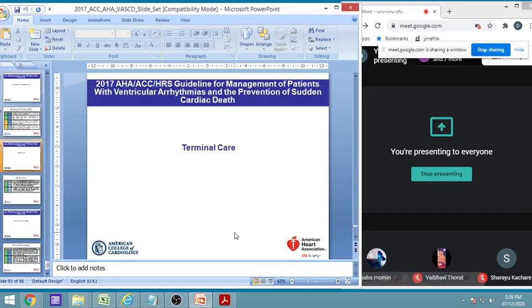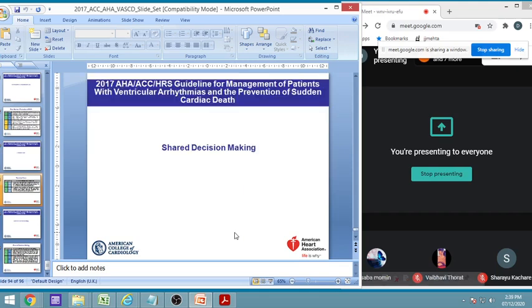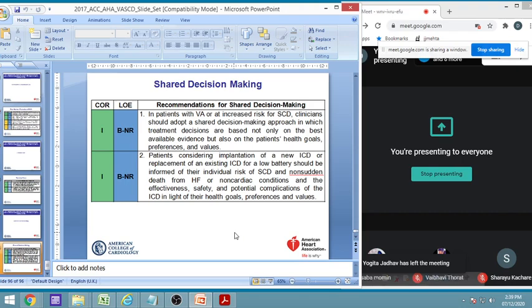We have nothing to do with the postmortem. Terminal care, again, we shall not be going into what terminal care has to be taken. Okay, so this is how we finish the ventricular arrhythmias.